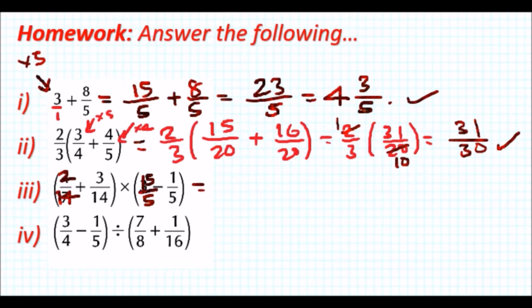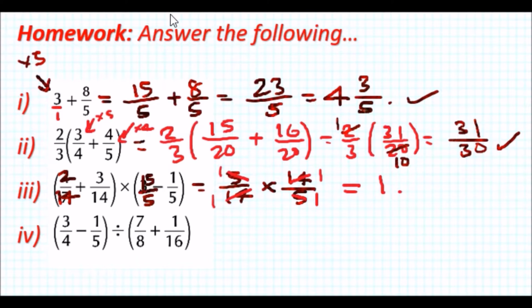Now let's tidy this up. We've got 2 plus 3, which is 5 over 14, times the second group, which is 15 take away 1, which is 14 over 5. Conveniently, this works out nicely and everything cancels out. We can see that 5 goes into 5, and 14 goes into 14. The answer is just 1 times 1 over 1 times 1, which is 1 over 1, but it's 1 as well.